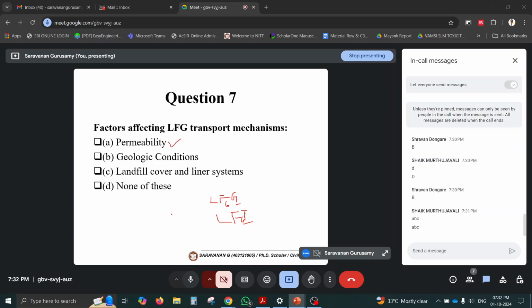Because if permeability is more, landfill gas will be transported more. Geological condition, yeah, whenever we are having a clay liner or a clay rock bottom, or a water table, then the landfill gas transport will be retarded. Then landfill cover and liner system is again an important thing. Geomembrane, or if we are using any kind of liner system, then also the gas transport will be retarded. So all three are correct, I think. Yes, so A, B, C is correct.